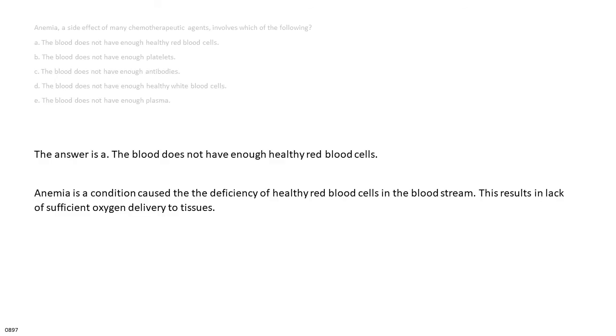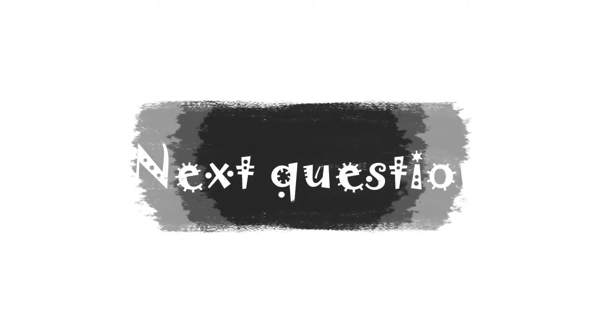The answer is A. The blood does not have enough healthy red blood cells. Anemia is a condition caused by the deficiency of healthy red blood cells in the bloodstream. This results in lack of sufficient oxygen delivery to tissues.